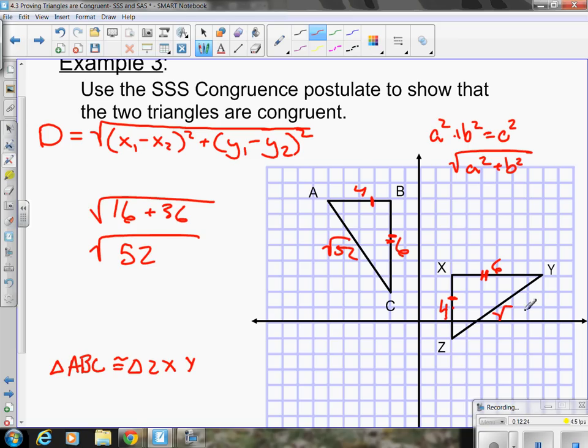So since they both have 4 and 6, we know, basically because this is right triangle, right, that third side is going to be congruent.